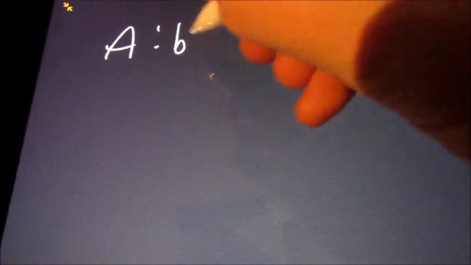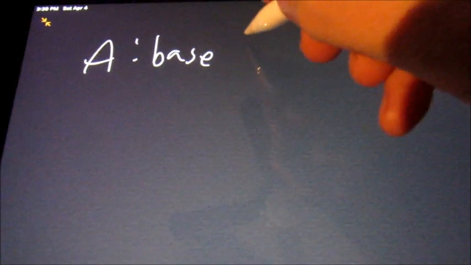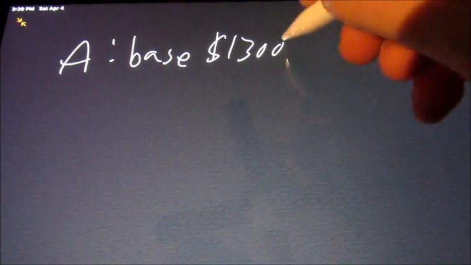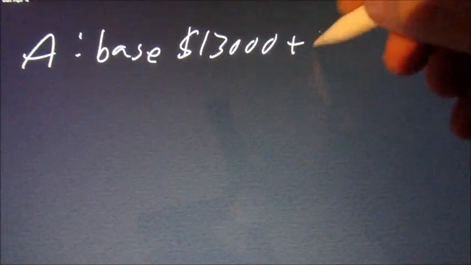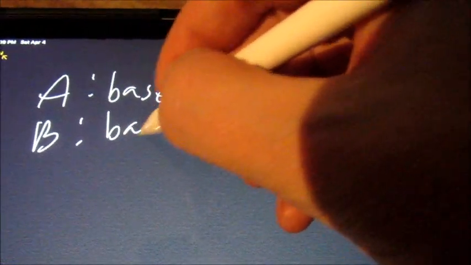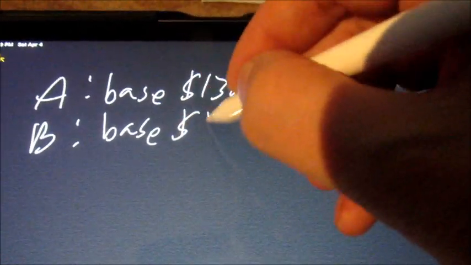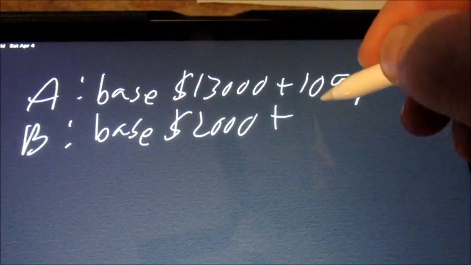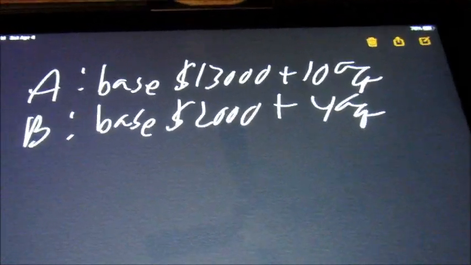Okay, or if you just did an equal sign in there, that's fine, because you're going to get the same answer. The next type of question is for a job, and you have two choices. So let's say that the first job, you have the base salary of $13,000 plus a 10% commission. So these are sales jobs. And B, your base is $20,000 and you get a 4% commission.